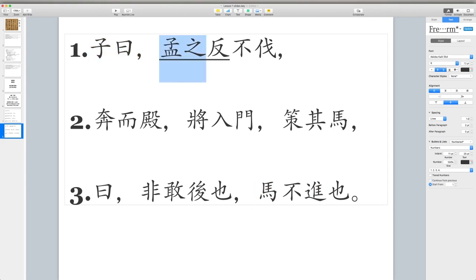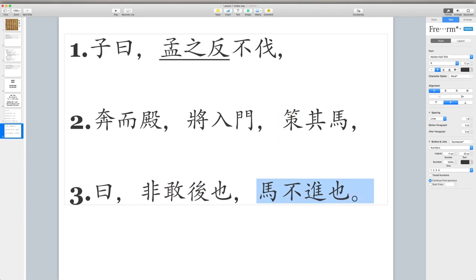Confucius said, Meng Zhifan is not boastful and doesn't claim unearned merit. While retreating, he served in the rear guard. As he was about to enter the gate, he whipped his horse and said, it's not that I dared to be in the back. It's that my horse wouldn't advance. I couldn't get my horse to go.